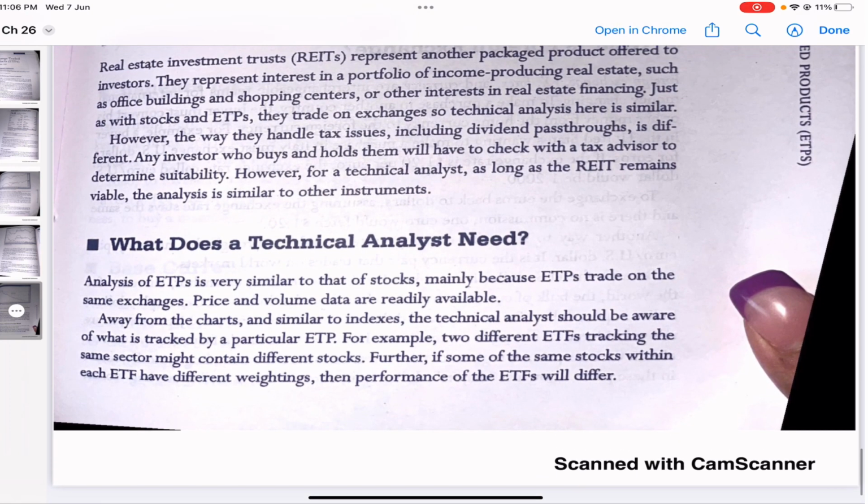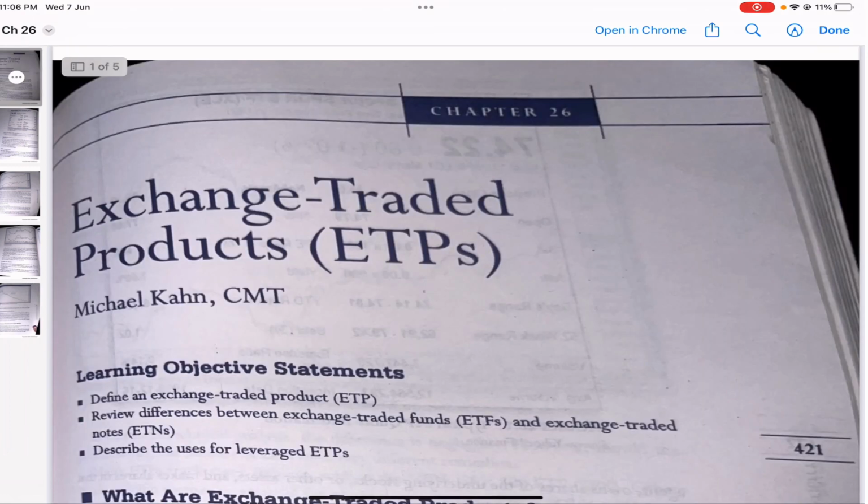Okay, what does a technical analyst need? Analysis of ETPs is very similar to that of stocks, mainly because ETPs trade on the same exchanges. So you have the same charts, everything is just the same. All you need to do is use the same exact technical analysis like you used in other things. So that's it with my exchange traded products.